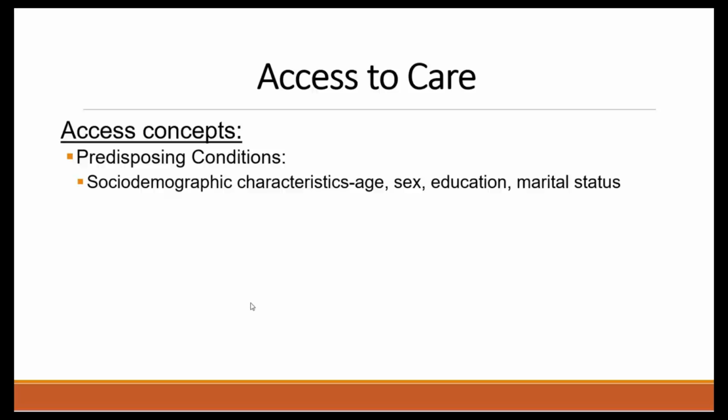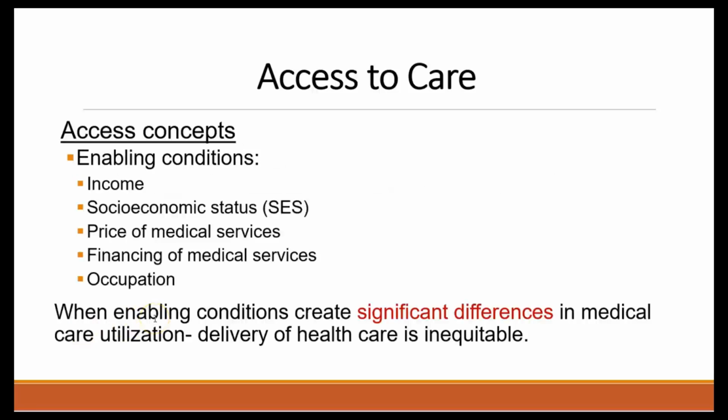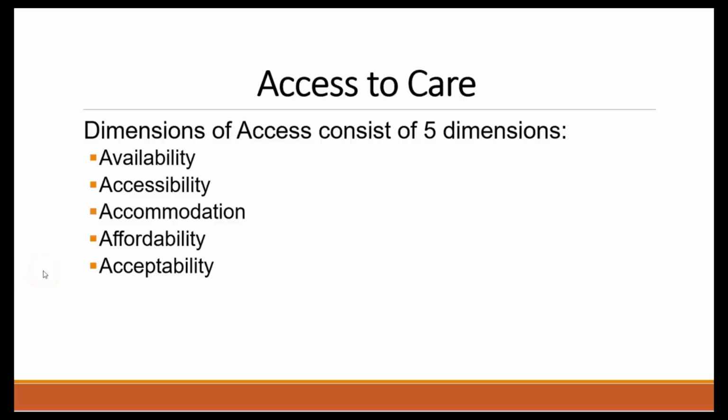Then, when we're talking about enabling conditions, which I think I'm going to jump to the next slide, we're talking about income, socioeconomic status, price of medical services, financing of medical services, and occupation. They focus on the means individuals have at their disposal that enable them to use medical care. So an example would be, holding everything else constant, those with higher incomes are more likely to use medical care than those with lower incomes. Okay, just to give you an idea. Now, there are 5 dimensions of access. So we're going to jump to slide 56 and just briefly go over them.